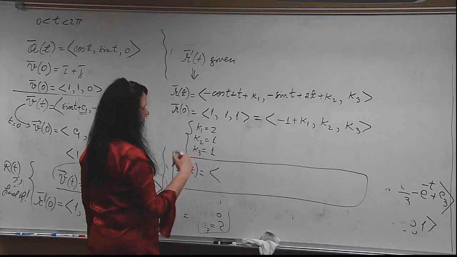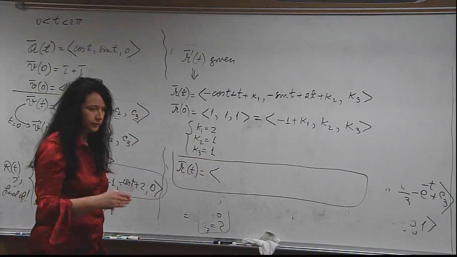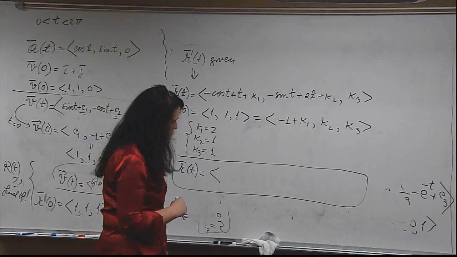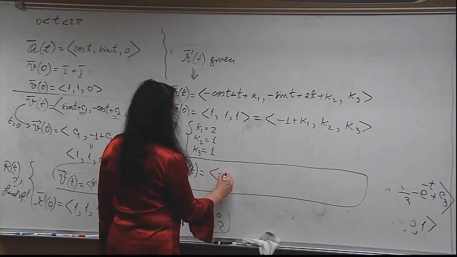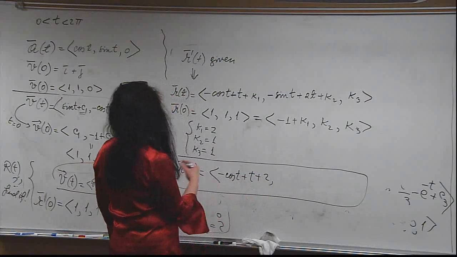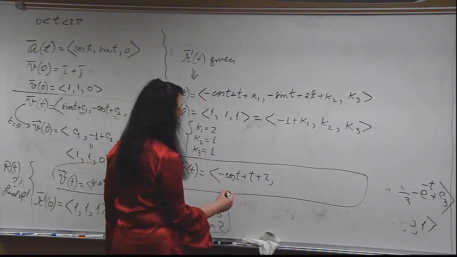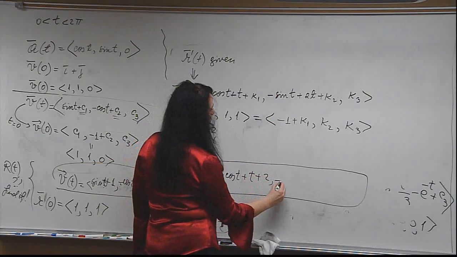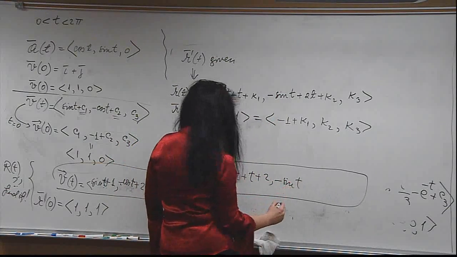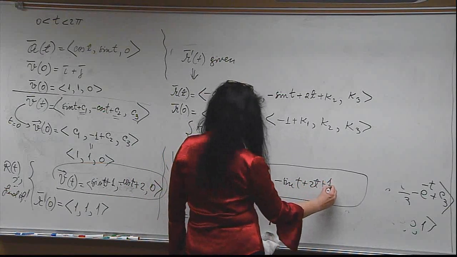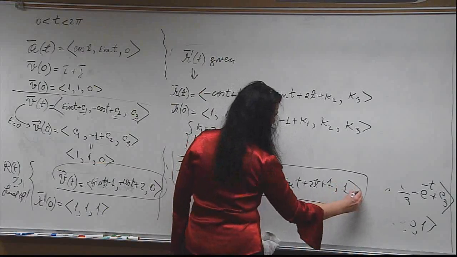So I have a two-step integration from the acceleration to the velocity, from the velocity to the position vector. Minus cosine t plus 2. Keep an eye on me because I have a tendency to miscopy. Am I looking in the right place? Yes. So I have minus sine t plus 2t plus 1, and kappa 3 is 1.